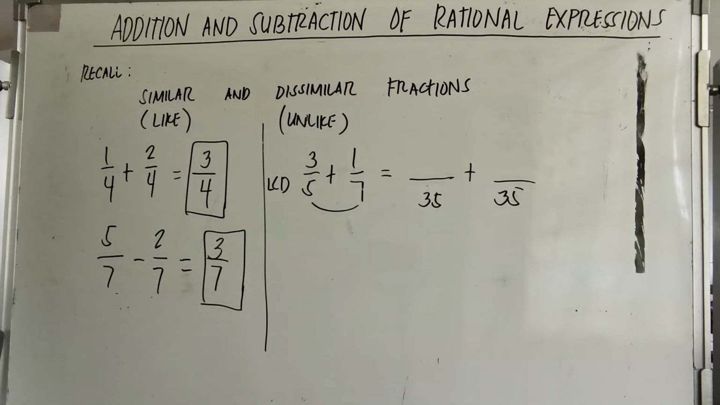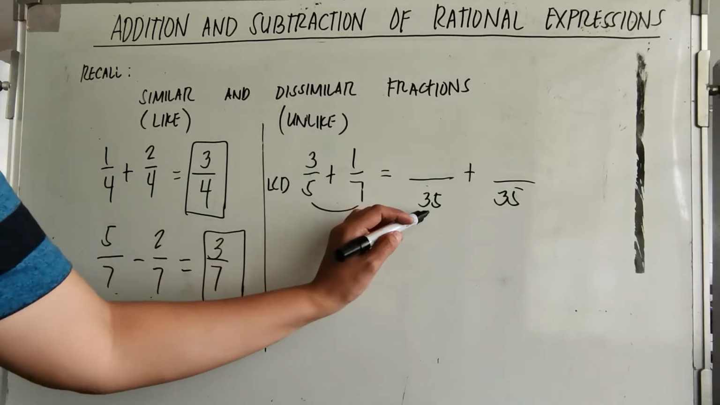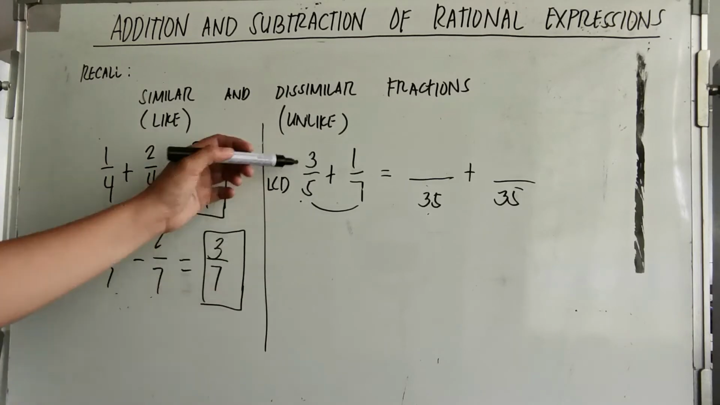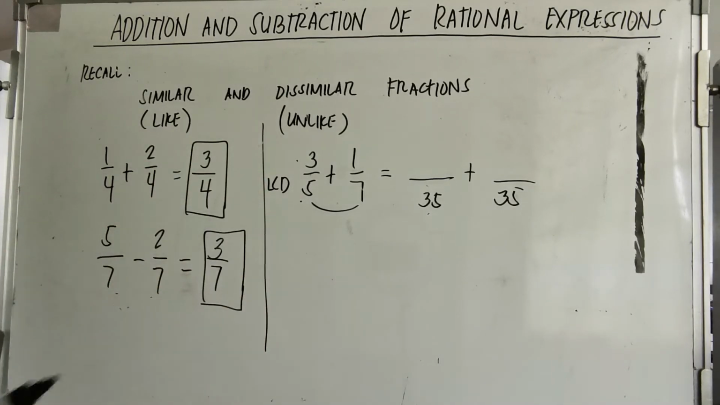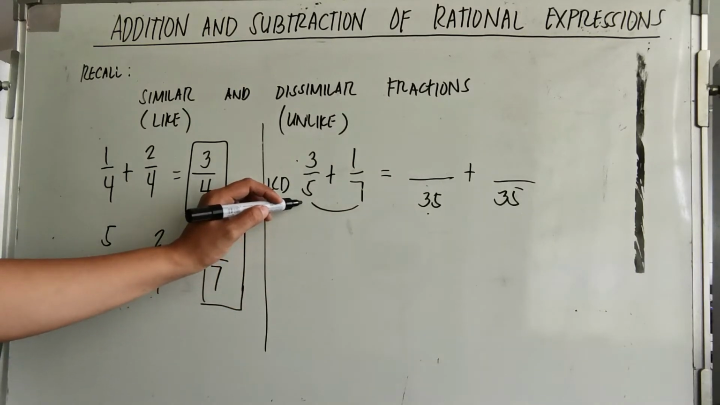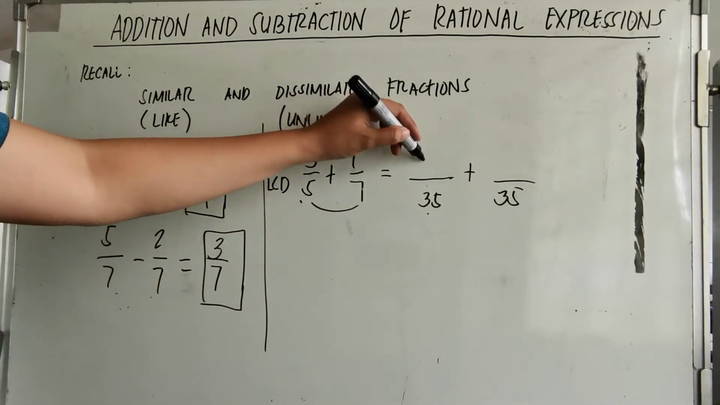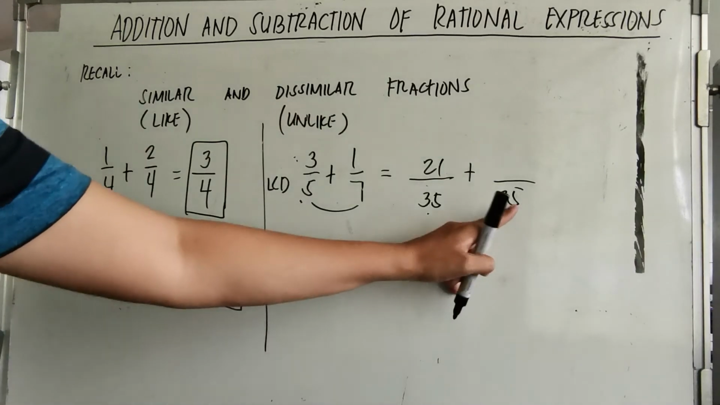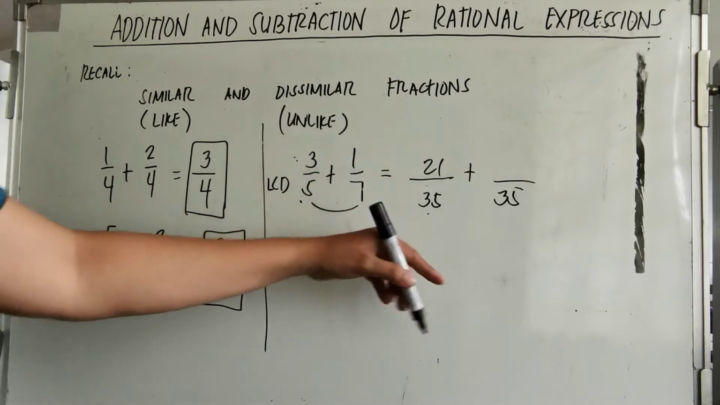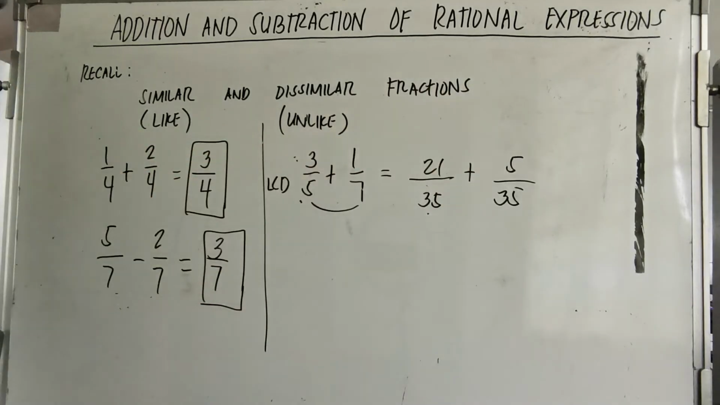Then, we will divide and multiply sa ating original given para maging similar fraction siya. So, 35 divided by 5 is 7. Then, 7 times 3 is 21. Then, 35 divided by 7 is 5. Then, 5 times 1 is 5.